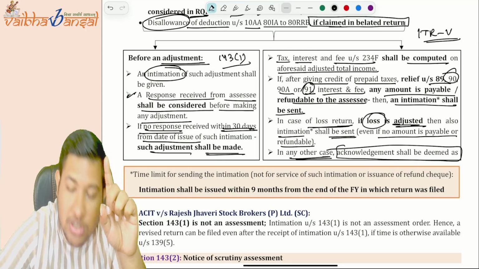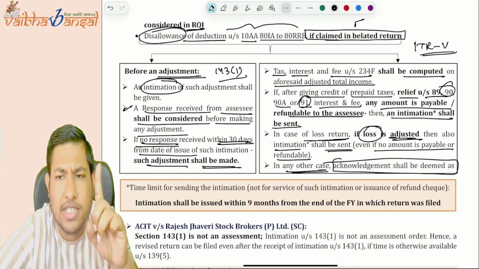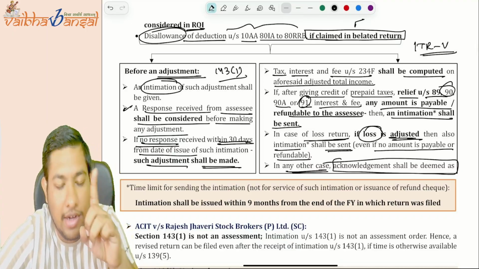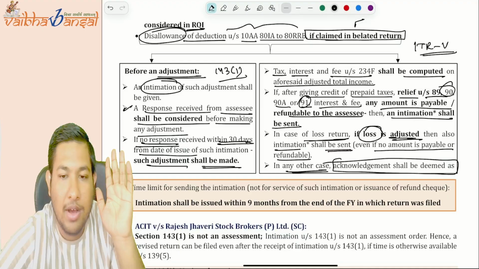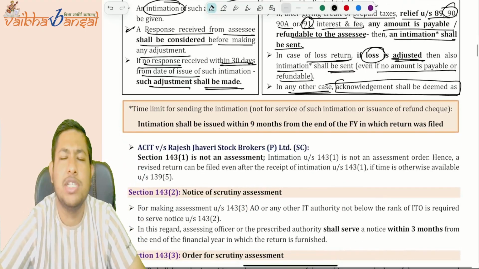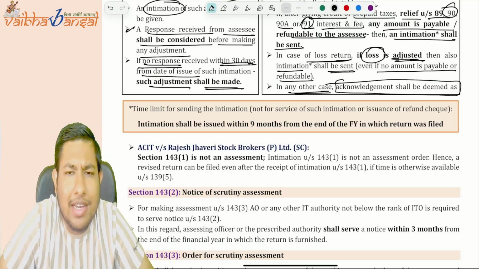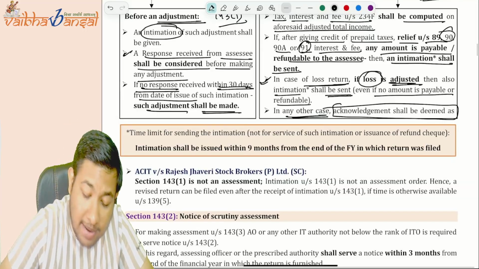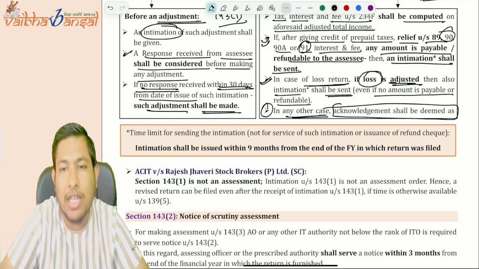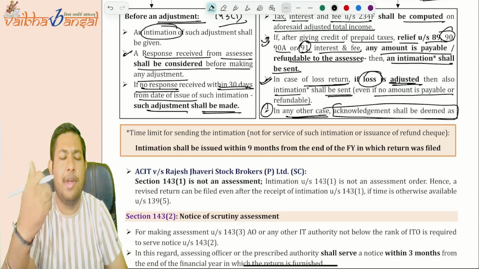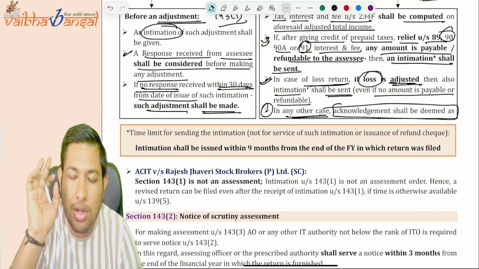But in case of a loss return, the intimation shall definitely come to you. And in case of relief under sections 89, 90, and 91, the intimation shall definitely come to you. But what is the final time limit to send that intimation? There is a timeline in these two particular cases, but there is no timeline for the other cases. If the intimation does not come, it is also okay. The acknowledgement shall be deemed as your intimation.